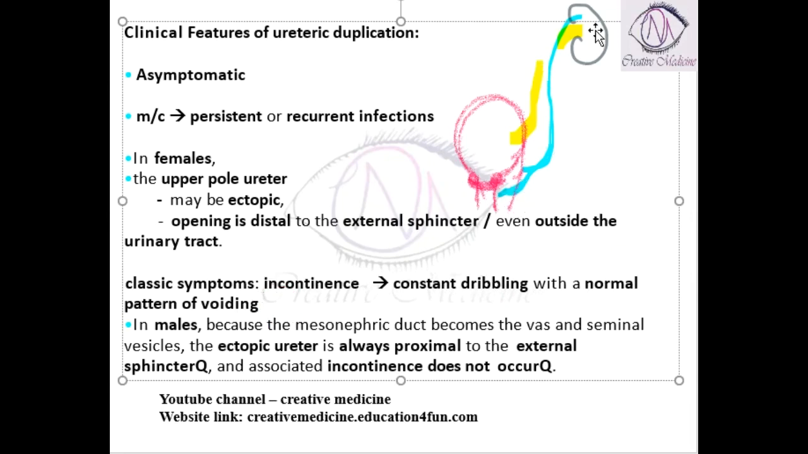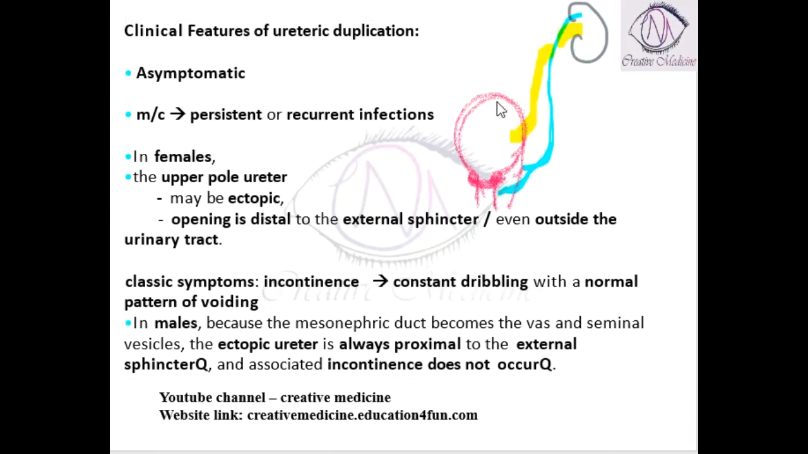The normal voiding pattern is because of the lower pole ureter. The lower pole ureter gets inserted into the bladder at the normal position. So through the lower pole ureter, the bladder will have a normal pattern of voiding, whereas from the upper pole ureter there is constant dribbling of urine. So this is what happens in females.